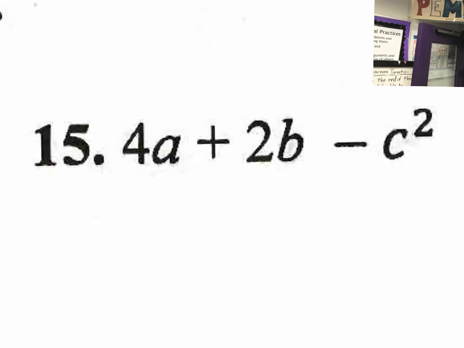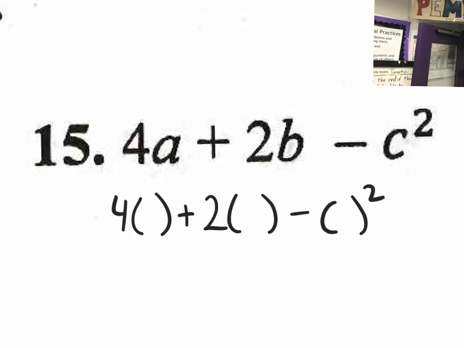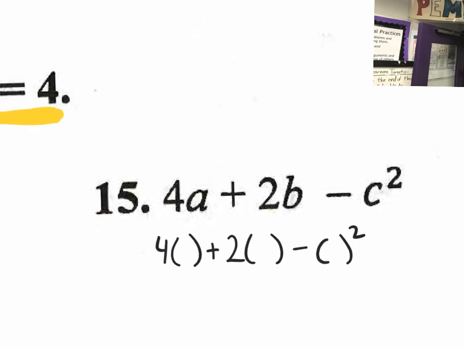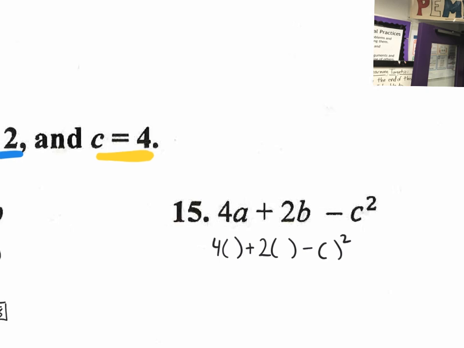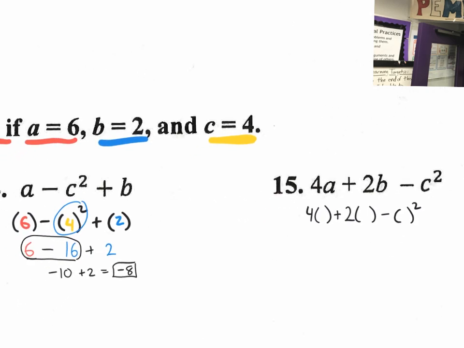Last one, let's replace every variable with parentheses. So you have 4a, in other words, 4 parentheses plus 2 times parentheses minus parentheses squared. And now let's plug in our values a, b, and c.